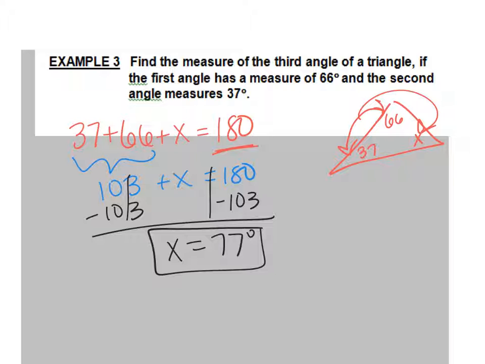So if we wanted to classify, I have a 37, a 66, and a 77. This would be an acute triangle because all of my angles are acute. Now, they didn't technically ask me for that, but be ready for it because you never know when they're going to ask for too much.